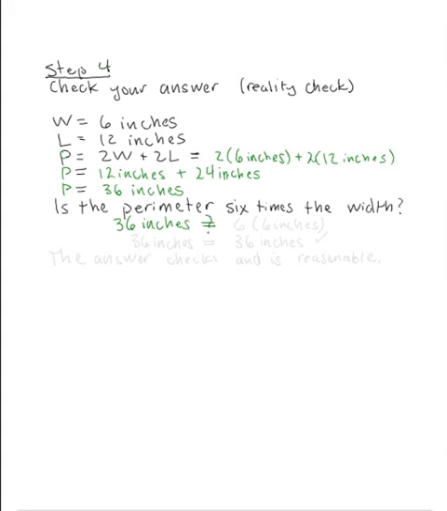Is that equal to, we'll use this special symbol, an equal sign with a question mark on top of it. That's our way of writing, are these things equal? We'd like to find that out. So, 36 inches. Is that equal to 6 times the width? So 6 times the width would be 6 times 6 inches. So on the left-hand side we have 36 inches, and that does equal the right-hand side, which is also 36 inches. Therefore, the answer checks and is reasonable.